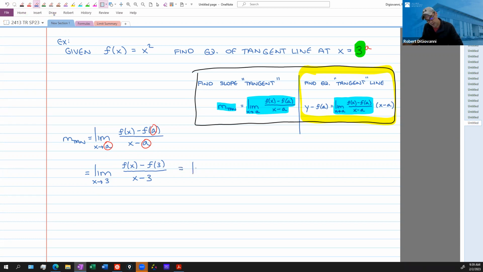This is equal to the limit as x approaches 3. Can somebody tell me what f of x is? Well, what's the function? X squared. Okay, so I just write x squared there. Minus, can somebody tell me what f of 3 is? 9, 3 squared. All f of 3 means is plug 3 into the function, so 3 squared is 9. So I put that there, and all of that is over x minus 3. There's nothing to do there.